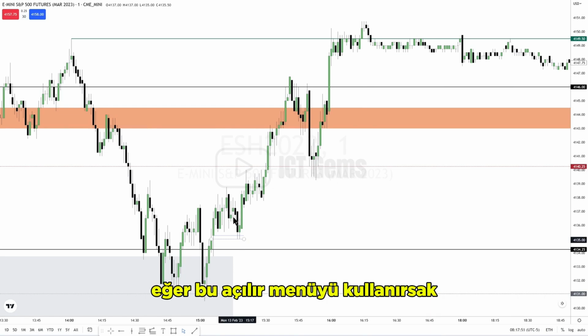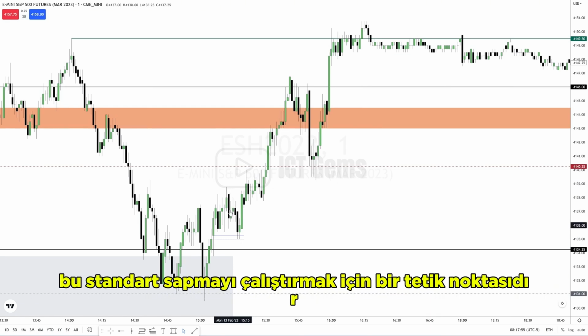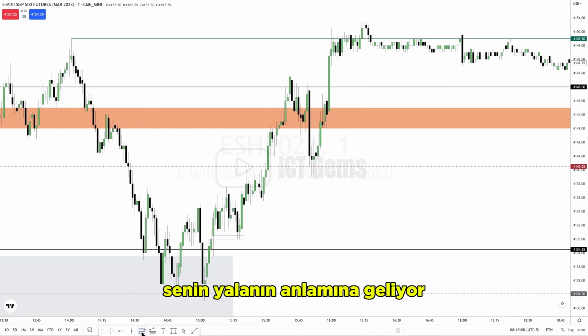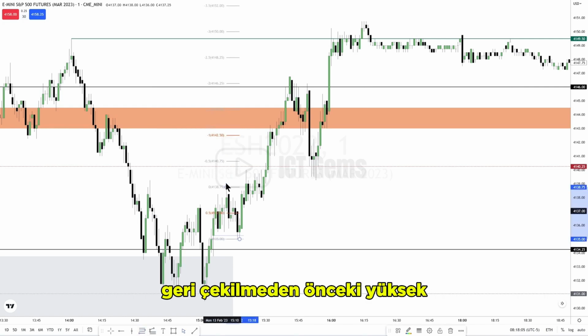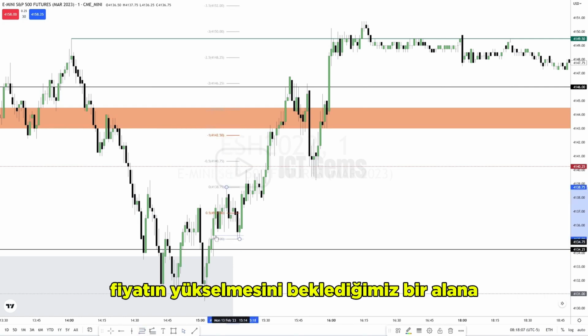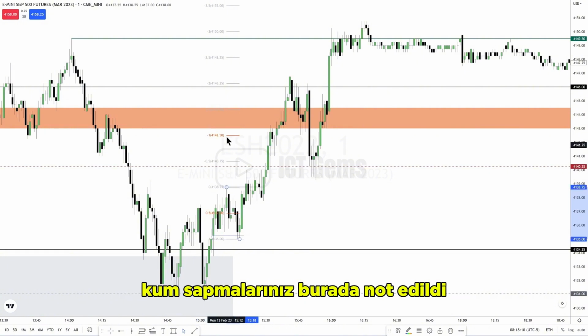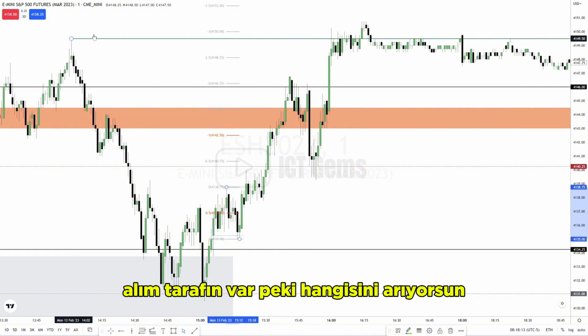Liquidity pools. If we use this drop down, this is a trigger point for running standard deviation, meaning your fib, you anchor to the low up to this short-term high. Why that one? What's this the high prior to the retracement back down to an area where we would expect price to rally? Your standard deviations are noted here. There's your buy side.